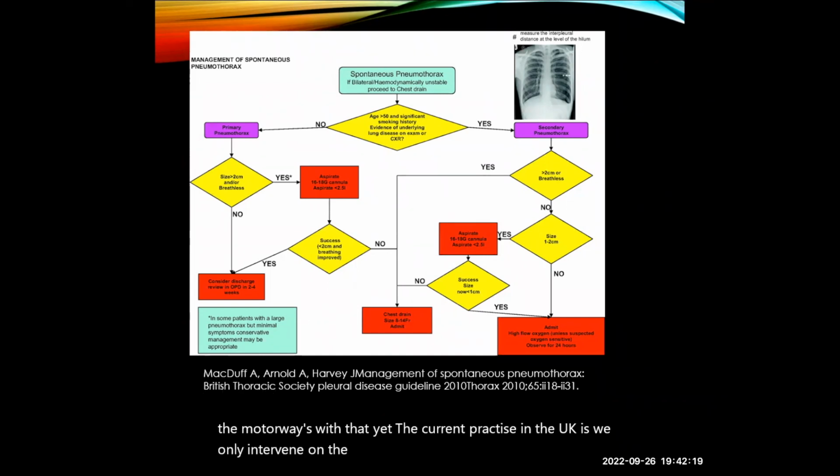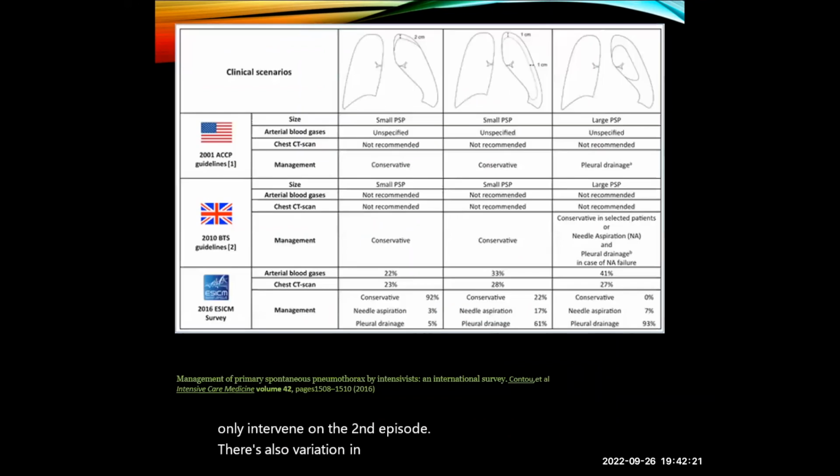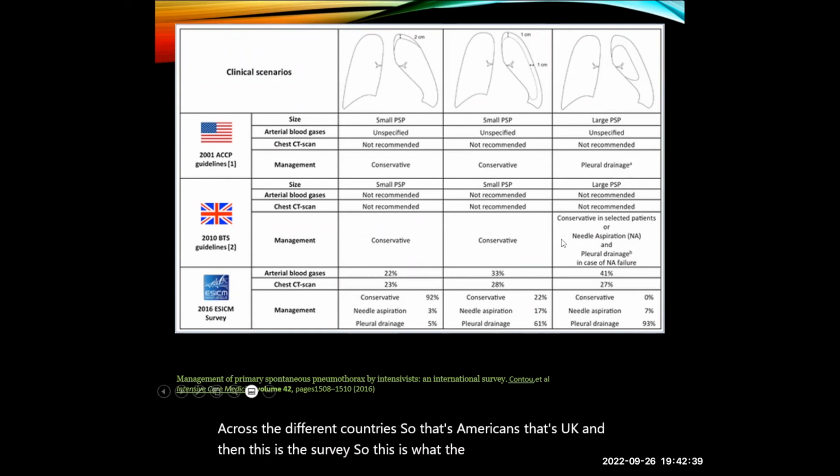There's also variation in how people intervene. This was a survey of all the intensivists in terms of pneumothorax, and the intervention varied across the different countries. That's the Americans, that's the UK, and then this is the survey. This is what the guidelines recommend, and this is what was happening in the real world. People tended to do more than what the guidelines recommended in the intensive care setting.